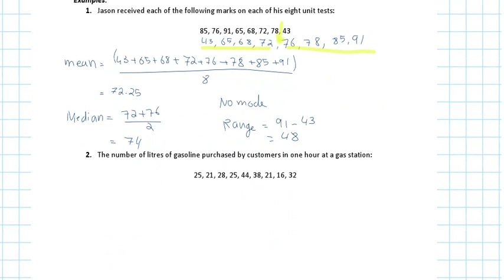All right. The number of liters of gasoline purchased by customers in 1 hour at a gas station is the following. Find the mean, median, mode, and range. So let's put them in order. Where do we start? I can't see too close, so you guys have to help me. 16, 21, 21, 21.